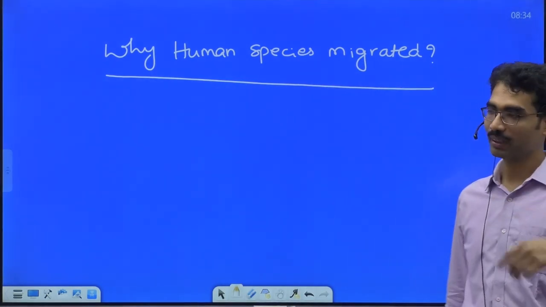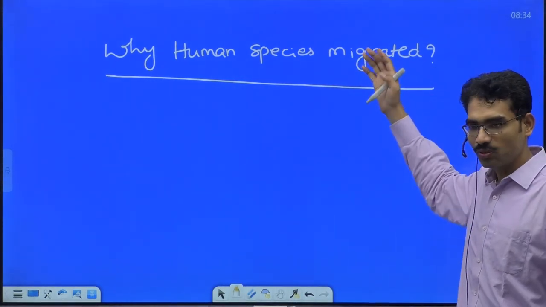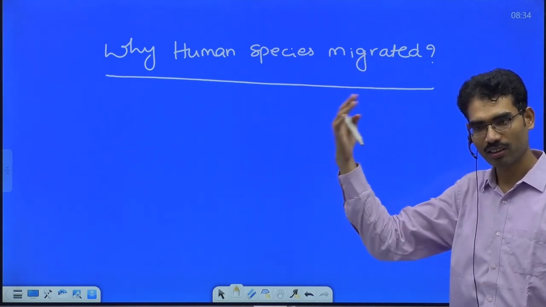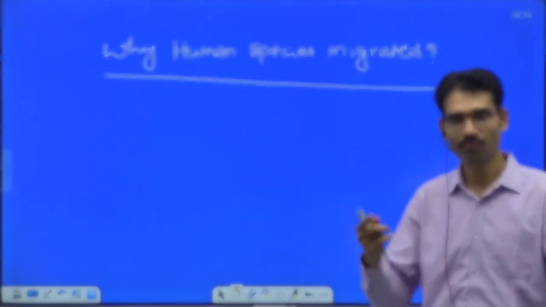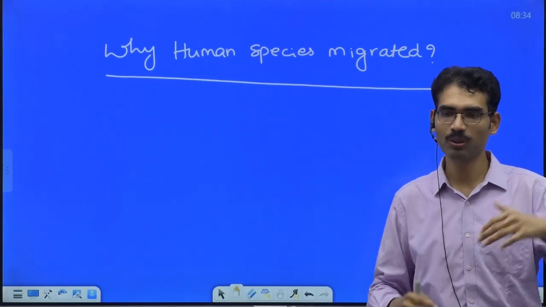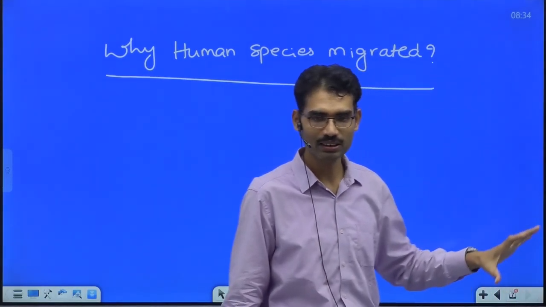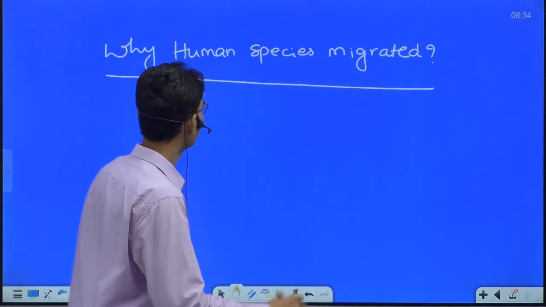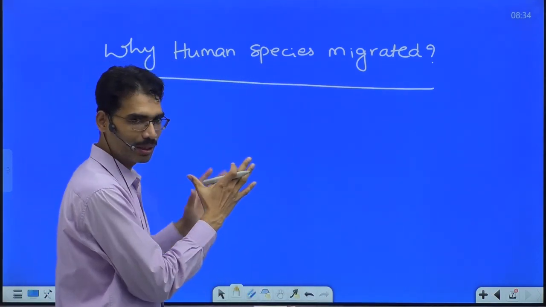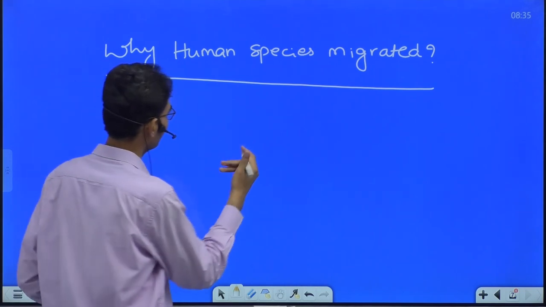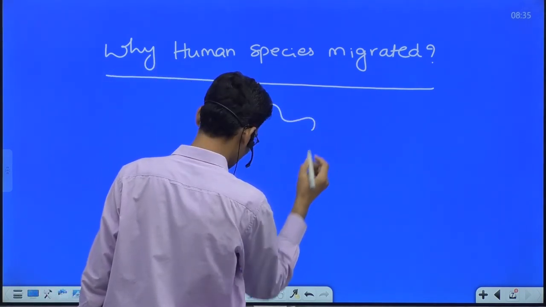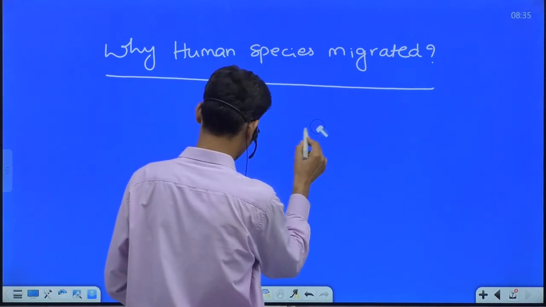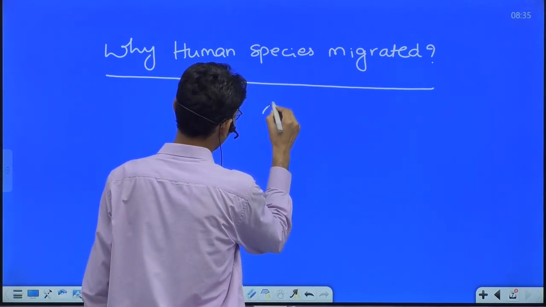Why human species migrated. This explains why people moved from one continent to another, and it also answers the same within India, how people moved from one part of the Indian subcontinent to another part. You can have an India map here, because now we are going to focus on India, but the causes are going to be the same. You can give a small map, no issue.